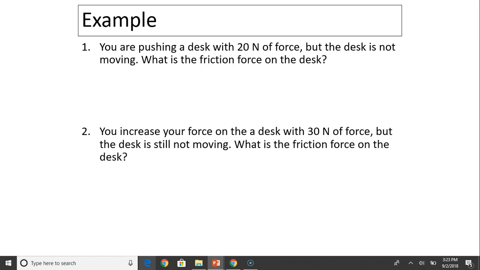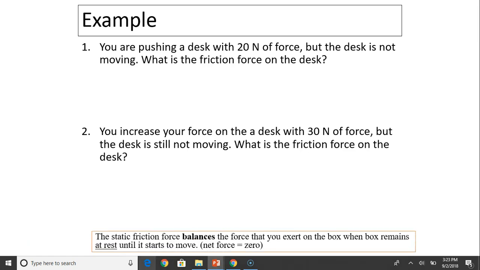Example, you are pushing a desk with 20 newtons of force, but the desk is not moving. What is the friction force on the desk? Well, the static friction balances the force you exert when it is at rest. So the friction is 20 newtons. If you increase your force to 30 newtons, but the desk is still not moving, what is the friction force in this case? That will be 30 newtons to balance the force you apply. So the net force in both cases is 0.